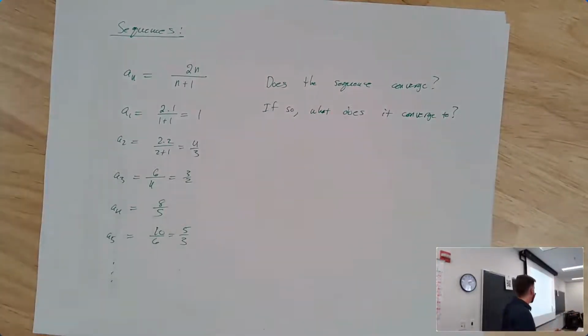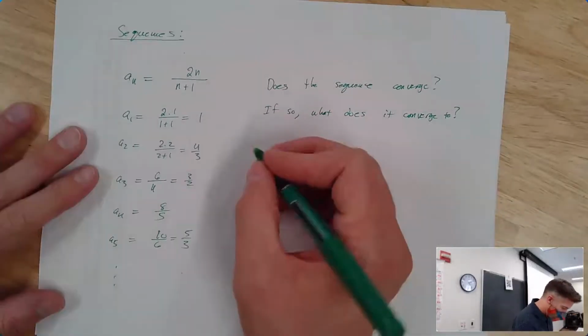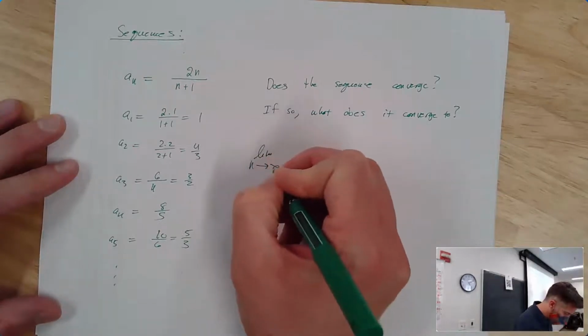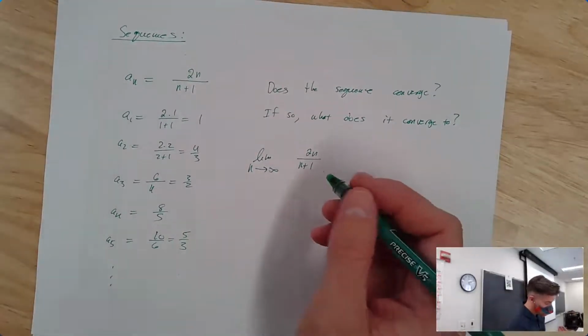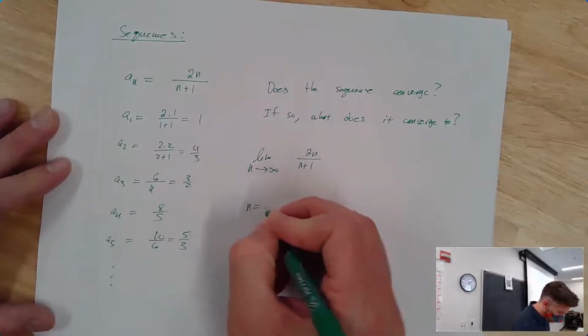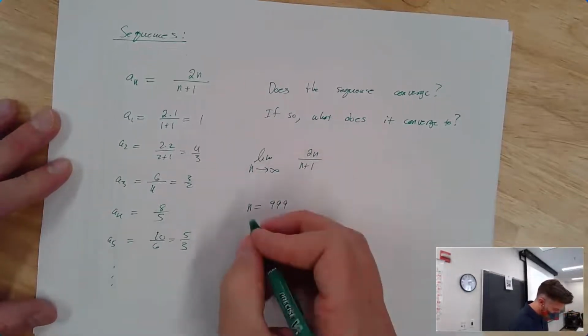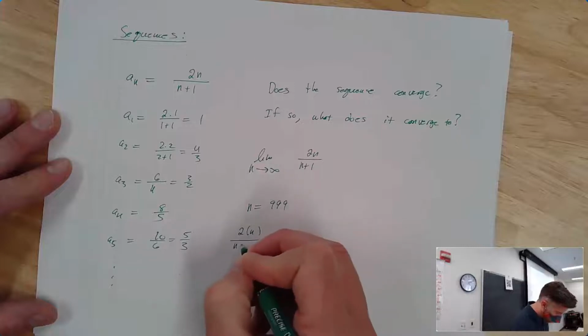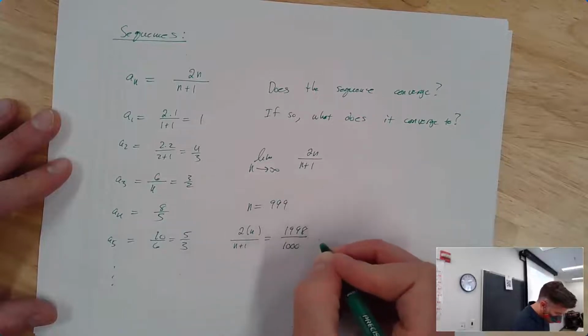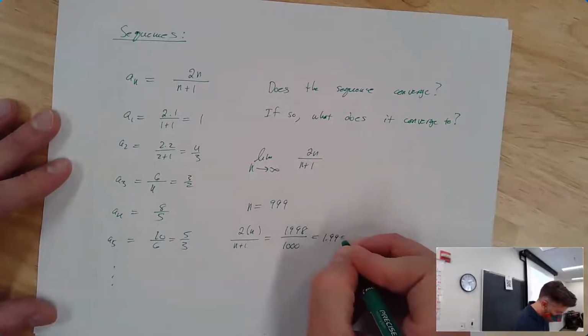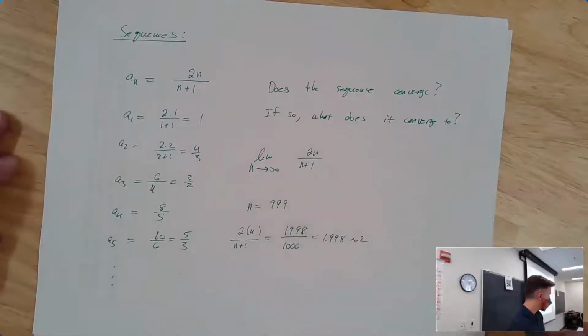So when we ask these two questions, we're really just asking what's the limit as n goes to infinity? As the n values get larger and larger, does this sequence get close to one particular value? And it does. The limit here, as n goes to infinity, of 2n over n plus 1. Well, if we pick something like n equal to 999, we would see that 2 times n over n plus 1 is 1,998 divided by 1,000. That's pretty close to what number? Pretty close to 2.